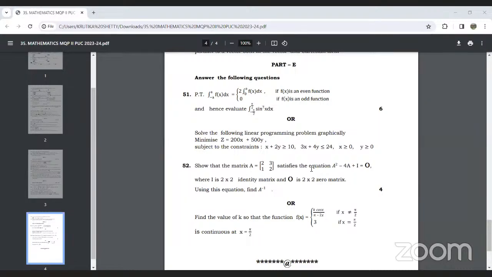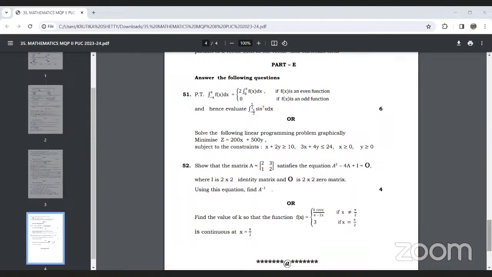Okay, and last I will be discussing the strategy, how you can cover up the revision, and which chapters you can focus on, so that at least you can attempt more than 70 marks out of 80. So that is the strategy that I will discuss at the end of this session. Okay, so pay attention, try to understand.